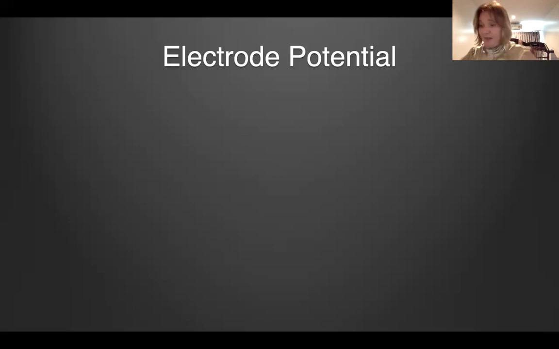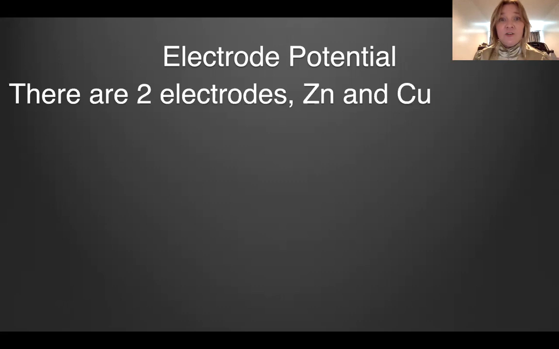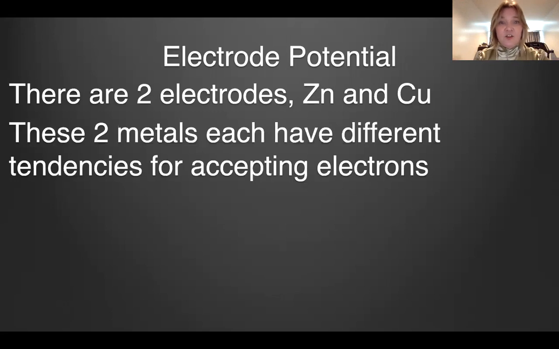Okay. So in an electrochemical cell, the very first one that I talked about in the section 1 video, if there are two electrodes, we have zinc and copper. The two metals have different tendencies for accepting electrons, as we talked about. I don't remember which video it was, but some video that's talking about the reducing and oxidizing potential, the oxidizing and reducing agents in the last chapter.